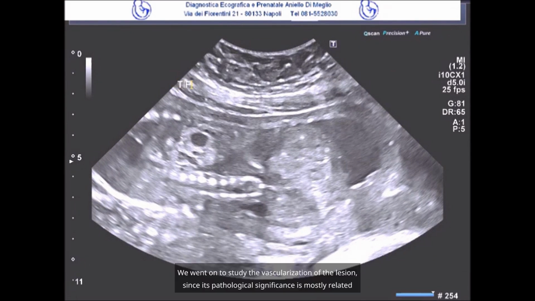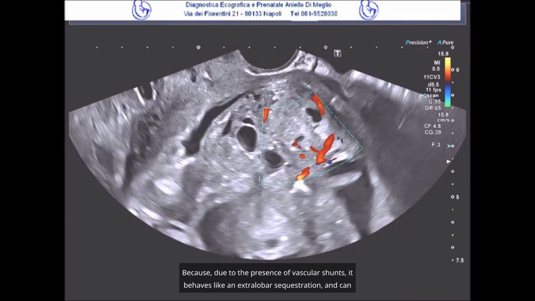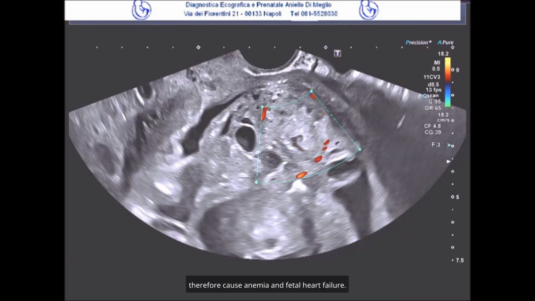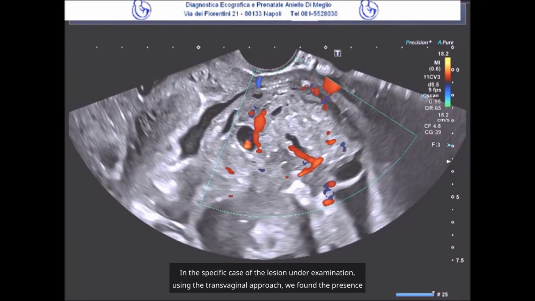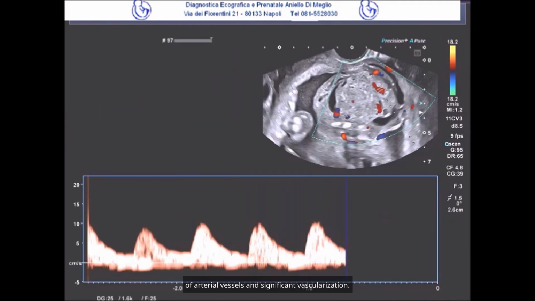We went on to study the vascularization of the lesion, since its pathological significance is mostly related to its vascularization, because due to the presence of vascular shunts, it behaves like an extralobar sequestration and can therefore cause anemia and fetal heart failure. In the specific case of the lesion under examination using the transvaginal approach, we found the presence of arterial vessels and significant vascularization.